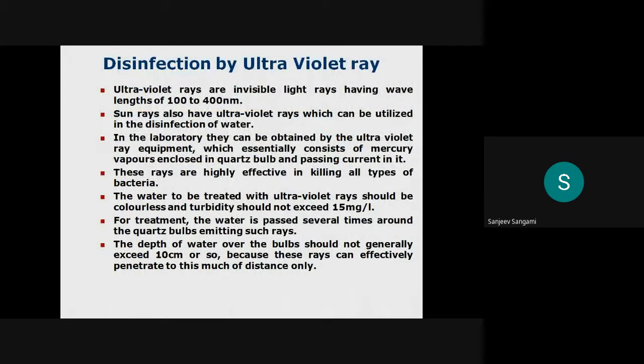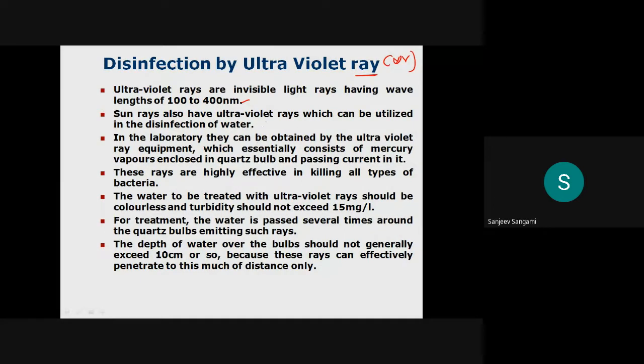Then disinfection by ultraviolet rays. Okay, what we are talking about, UV. So ultraviolet rays are invisible light rays having wavelengths in the electromagnetic spectrum we are discussing about. It contains UV rays, alpha rays, beta rays, gamma rays, laser light, infrared rays, visible rays. Just go through that electromagnetic spectrum once. The UV light has a wavelength of 100 to 400 nanometers.